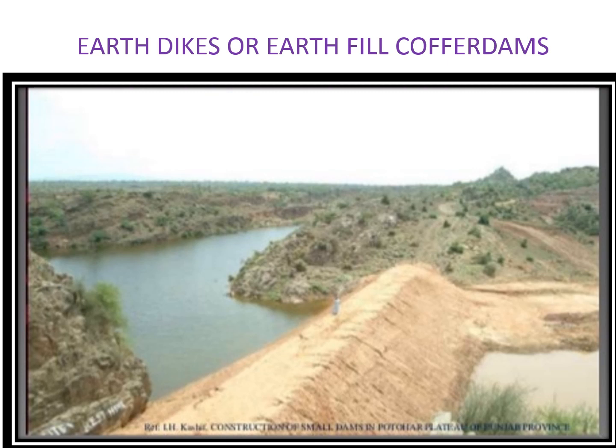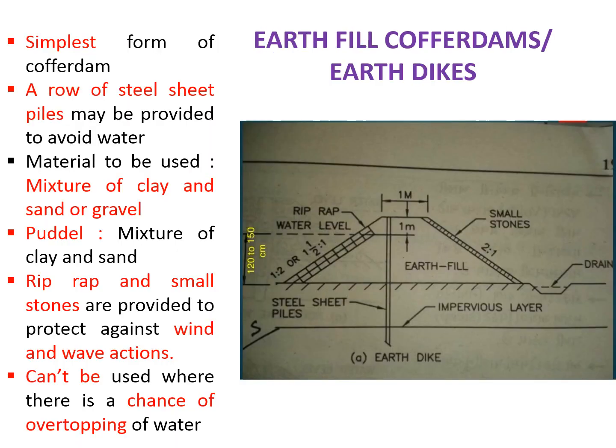Now we will study each one, starting with the earth dikes or earthfill cofferdam. So here in this figure you can see just earthen material forming an embankment, and the walkway is provided at the top. The earthfill cofferdam is the simple type of cofferdam.